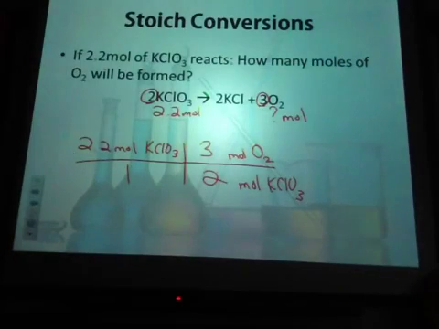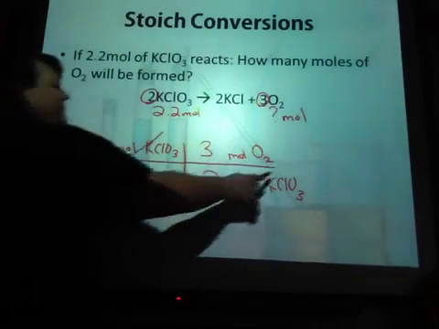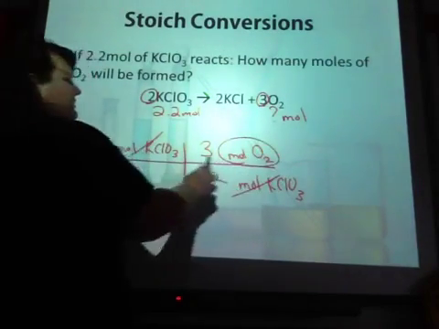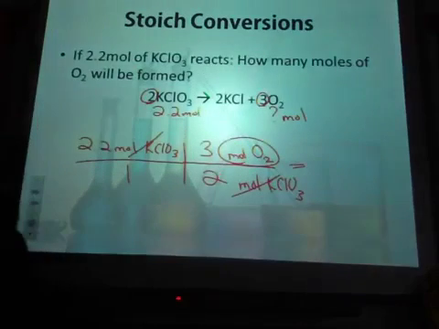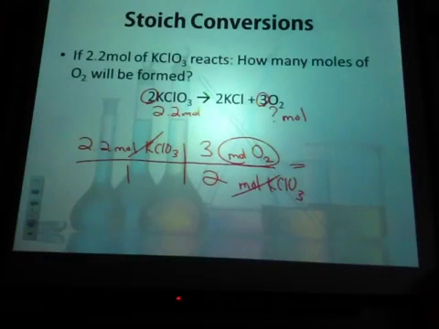So we've canceled moles of KClO3. Now we're in moles of O2, which is what we needed to be in. So it's just a one-step problem. We can calculate that. We're going to multiply by 3 and divide by 2.